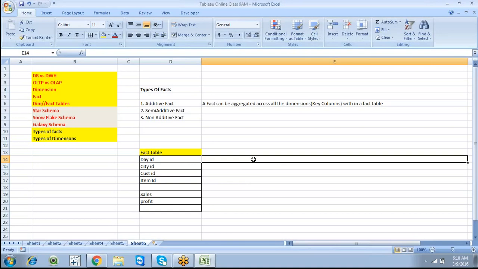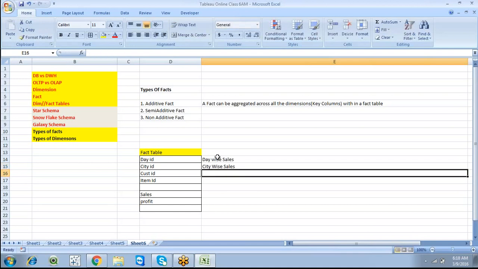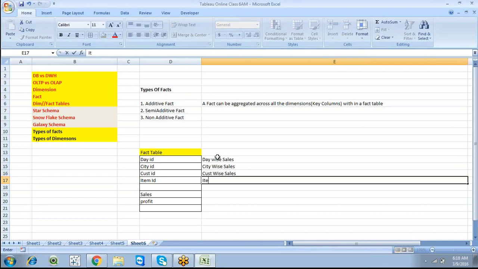Normally you can go for day level sales, right? Day wise. If you get a report like day wise sales, if it is possible, then it is an additive fact. Every day, we can go for day level sales reporting. We can also go for city wise, every individual city wise sales. That is also possible. And customer wise sales, item wise.